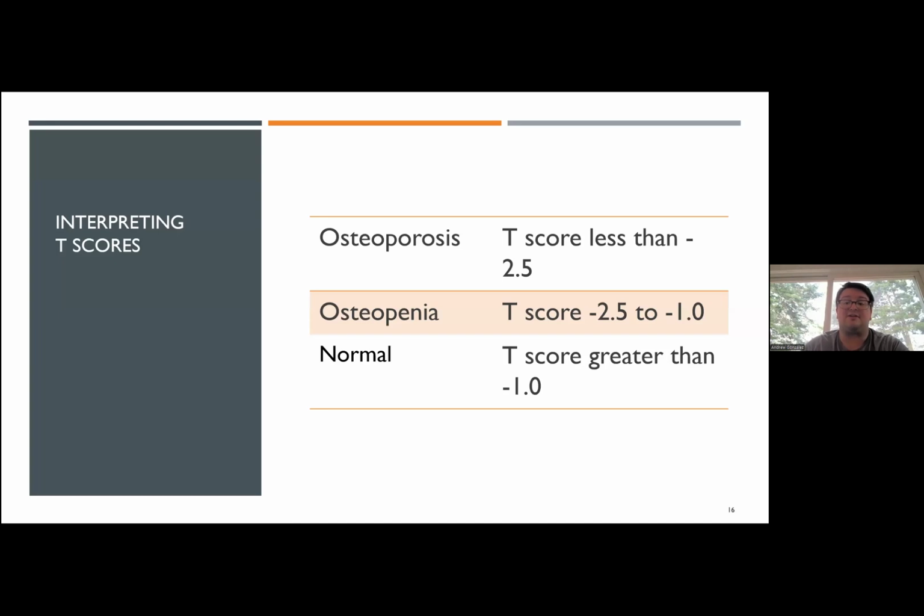Interpreting the T-scores that you're going to get from the DEXA scan, like I mentioned, osteoporosis is any T-score that is less than negative 2.5. Osteopenia, the weakening of the bone, is negative 2.5 to negative 1. So that's a higher score. We all love our negative numbers from algebra. And then a normal T-score is anything greater than negative 1.